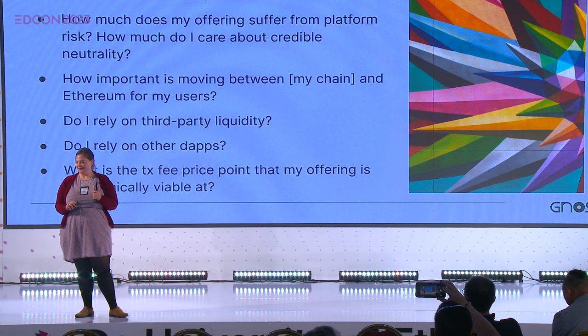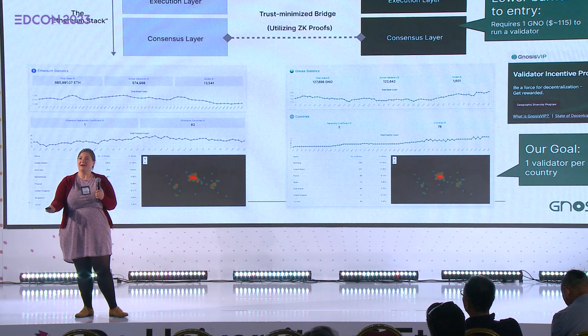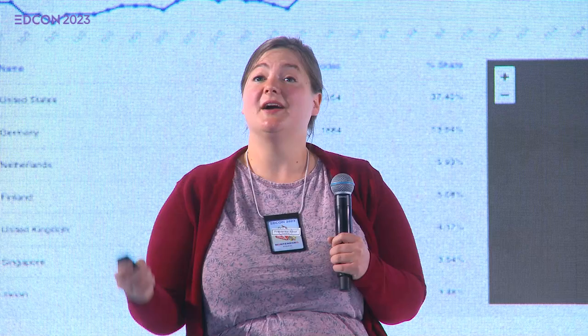But what I want to drive home is that currently we have 120,000 validators on Gnosis chain. So for most intents and purposes, that is plenty of decentralization.